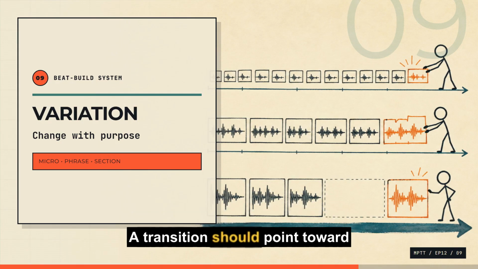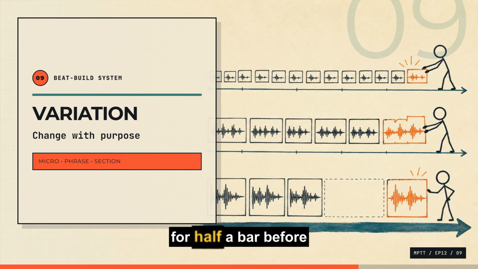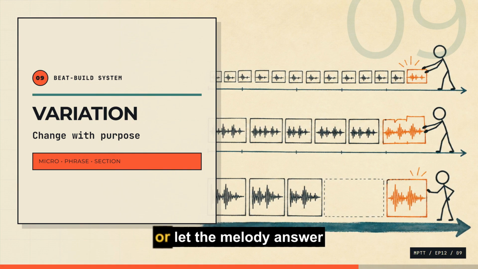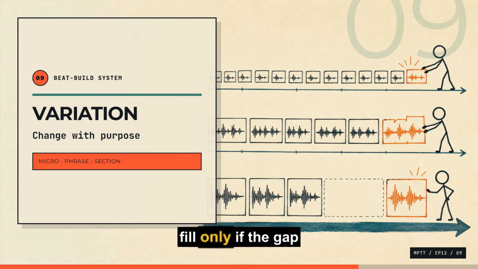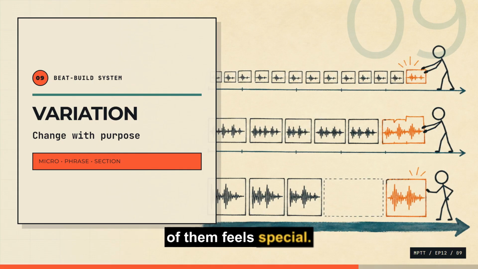A transition should point toward a destination. A riser with no change afterward is just noise. Try the stronger tool first, silence. Remove the kick for half a bar before the drop, mute the chords for one phrase, or let the melody answer by itself. Then add a fill only if the gap needs direction. When every bar contains a special event, none of them feels special. Reserve the biggest change for the most important arrival.